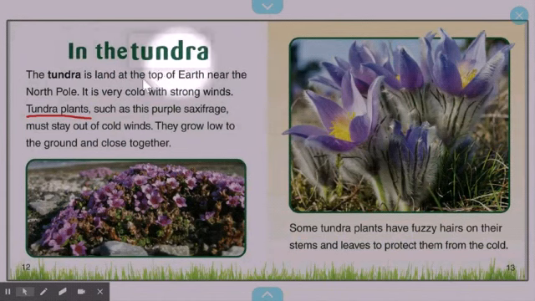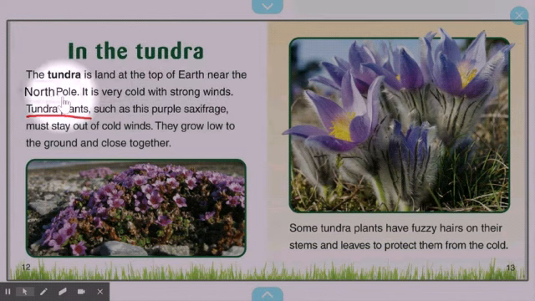In the tundra. The tundra is land at the top of Earth near the North Pole. It is very cold with strong winds. Tundra plants, such as this purple saxifrage, must stay out of cold winds. They grow low to the ground and close together. Some tundra plants have fuzzy hairs on their stems and leaves to protect them from the cold.